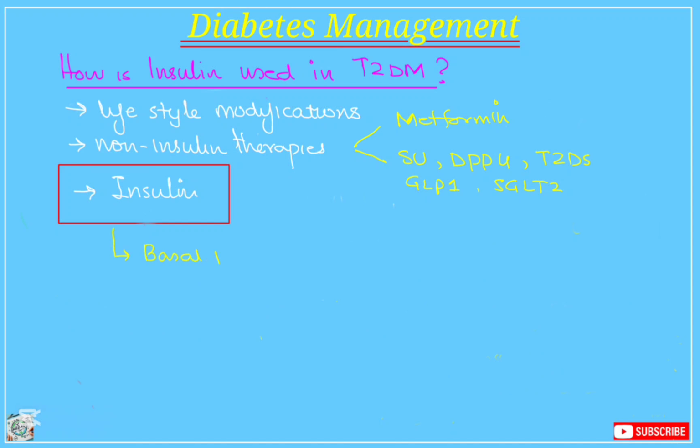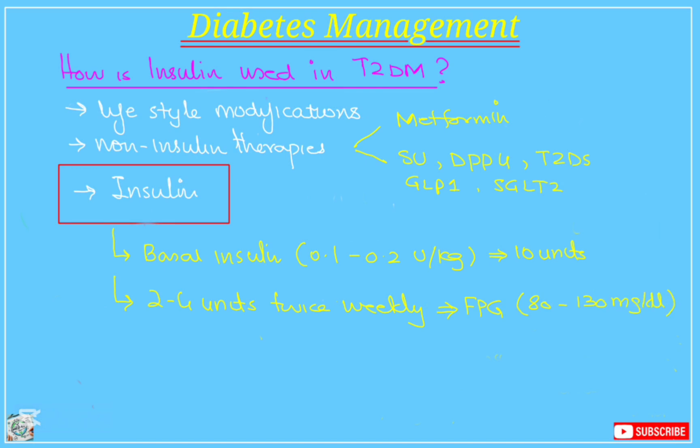Another very important aspect in the management is how insulin should be intensified in the treatment of type 2 diabetes. When a patient with type 2 diabetes requires insulin intensification, the first step is typically adding a basal insulin to their medication regimen. The starting dose is about 0.1 to 0.2 units per kg per day, which relates to about 10 units per day. The dose is then increased using a validated dose titration method, typically by 2 to 4 units twice weekly or by 3 units every 3 days, until the fasting plasma glucose level reaches the target of about 80 to 130 mg per dL.